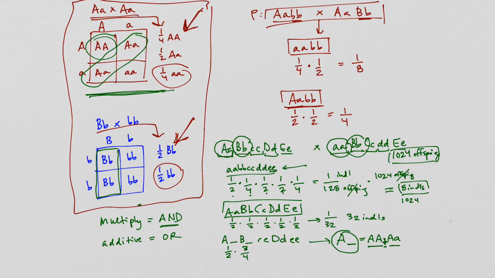And then we can complete the rest of this probability problem the same way we have been completing it. We'll get a 1/2 chance of little c. We'll have a 1/2 chance of heterozygous D, and a 1/4 chance of homozygous recessive for E. So that gets us to a total of 3 out of 128 individuals, or 24 individuals overall in this population of 1,024 offspring.